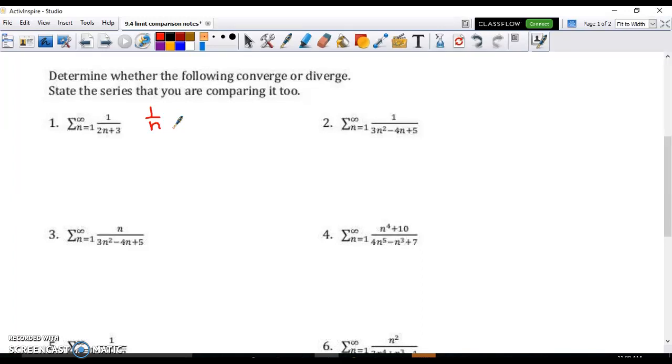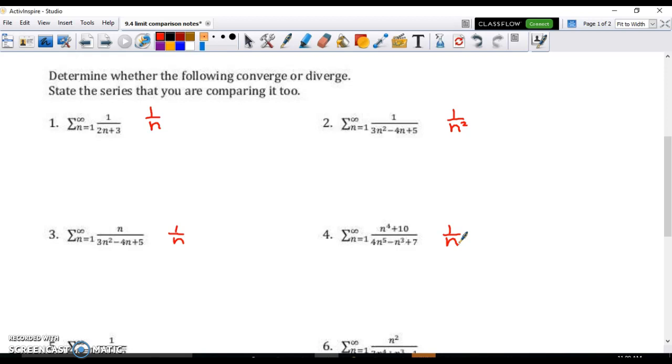In the second one, the best thing to compare it to would be 1 over n squared. If I look at number 3, I'm still going to compare it to 1 over n, because that's the biggest gap in the power. So the gap in the power here is, there's no n, there's an n here, no n, there's 2 n's, there's 1, and there's 2. So I'm looking at the gap. And if I look at one more, if I've got a 4 and a 5, I'm going to compare it to 1 over n. So I'm not sure the best way to explain that, but you kind of just get a feel for it.